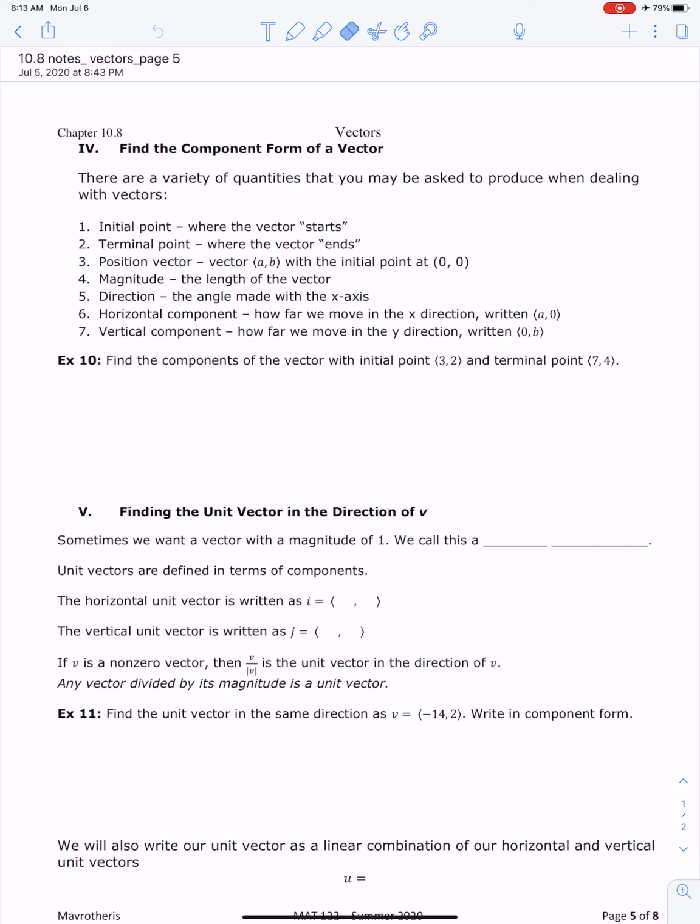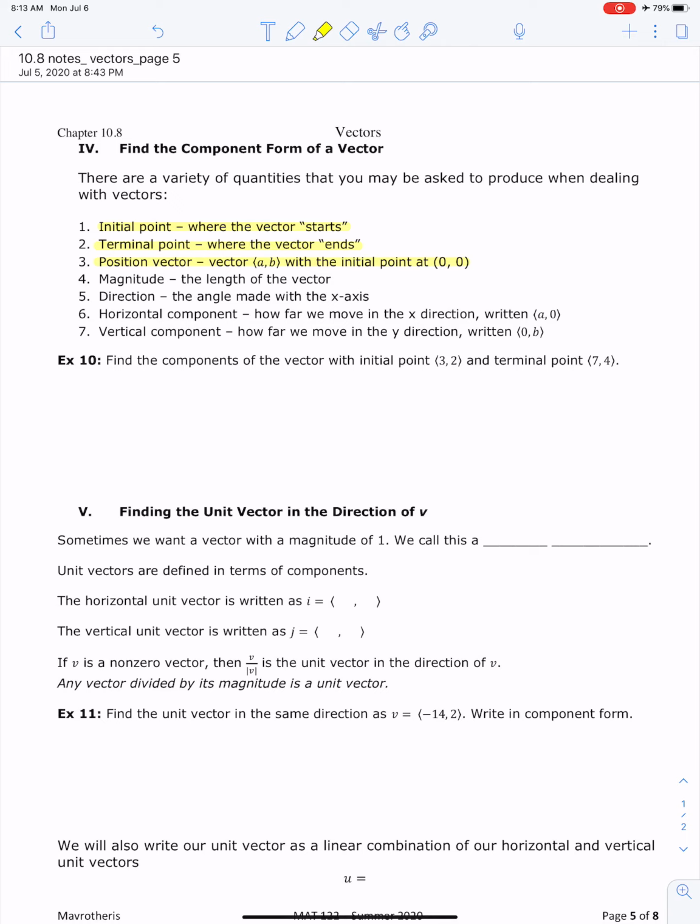Okay, so the initial point is where our vector starts, and our terminal point is where our vector ends, and that is the end with the arrow on it. The position vector is basically the component parts, our x and our y, that gets us from that 0, 0 to where our vector ends. Keep in mind that vector is exactly the same no matter where it's placed on the coordinate grid.